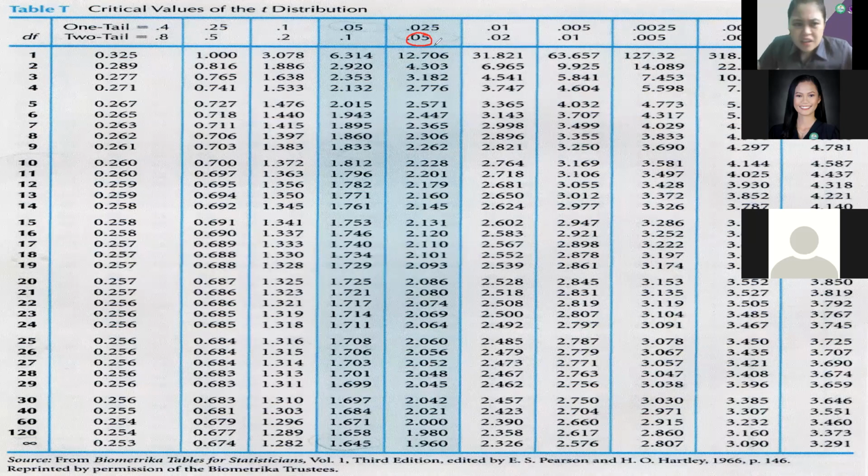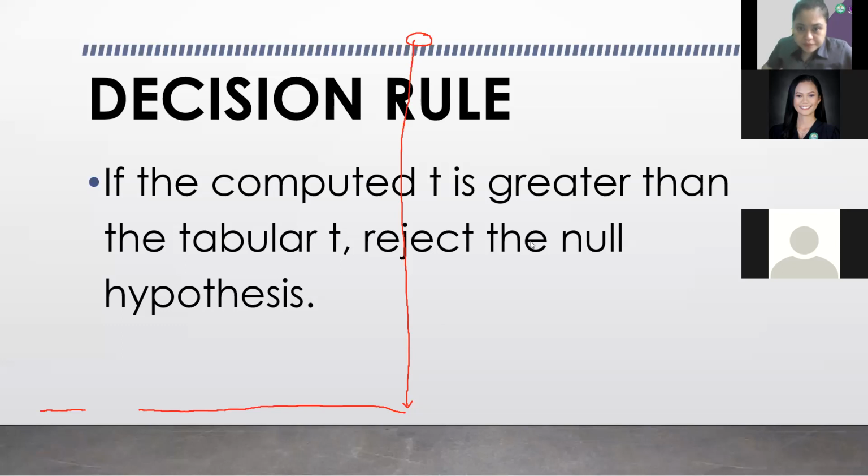What was the DF again? It's 38, right? Dito lang tayo sa 40 kasi nalakbang na niya pag abot sa 30, nag-jump na siya sa 40. Then let's see. This one, 0.05. 2.021. So the tabular T, pakitandaan, 2.021. The tabular T is 2.021.